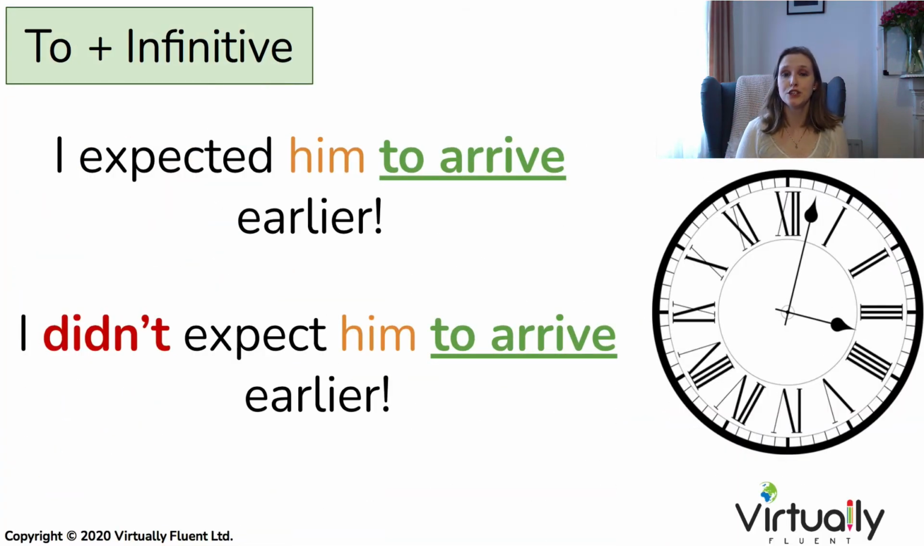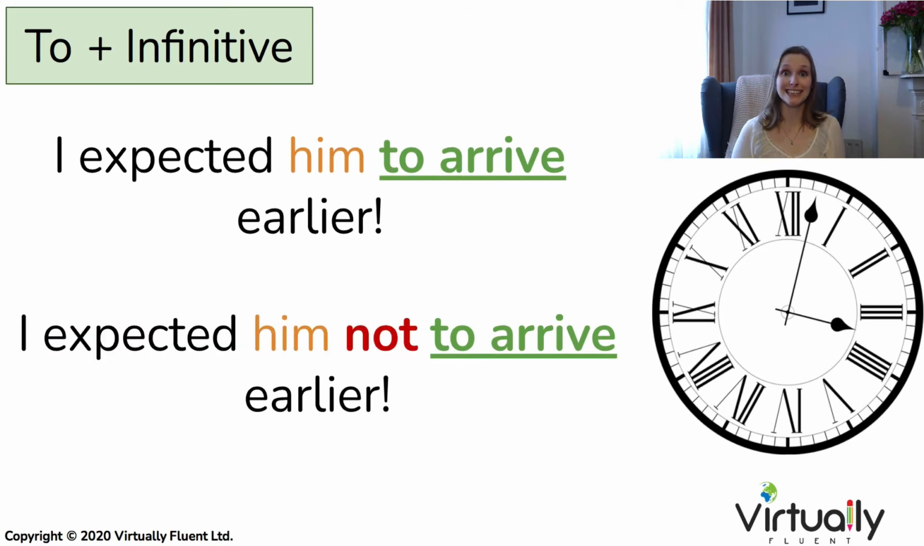Now, if we move to the second verb formation, which is to plus infinitive, we looked at this example, I expected him to arrive earlier. Now, if you have no expectation, we would convert that first verb into the negative part. I didn't expect him to arrive later. The second verb doesn't change. We follow the same formation. But we might want to make that second verb negative instead, in which case we would say, I expected him not to arrive earlier. And this is an example where the meaning slightly changes between the two sentences.